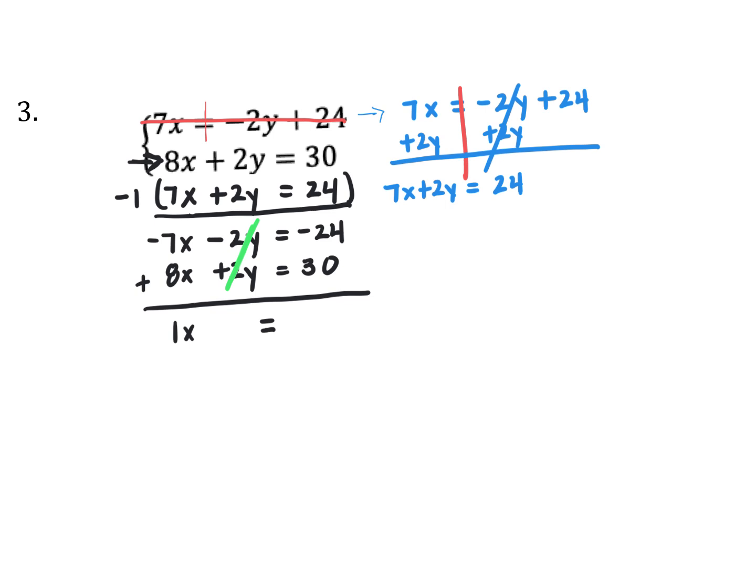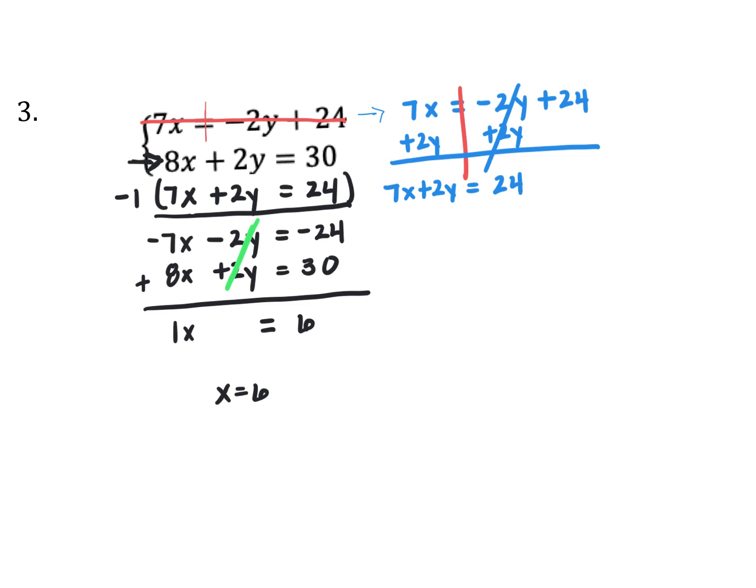If I have negative 24 plus 30, it's going to give me a positive 6. So really, essentially, I could divide both of them by 1, right, to get that x by itself, but 1x is x, so I can just say x equals 6 without taking that step to divide.